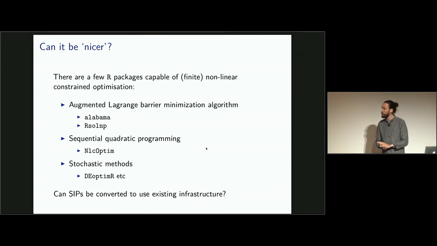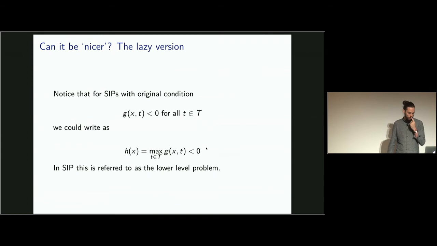So can it be nicer? There are a few packages in R that do quite sophisticated optimization. So there's alabama, Rsolnp, there's nloptr, and then there's stochastic methods. And some of the time, semi-infinite programs can actually be converted to use those solvers natively in R. So the lazy version of solving semi-infinite programs in R is to convert the semi-infinite constraint into what's called the lower level problem. So if I maximize my g(x, t) with respect to t within my set that I'm worried about this constraint being satisfied for, if my maximum is less than zero, then all the other points in that set will also be less than zero. So by going from an infinite domain to a single maximum point, I can make sure that I'm within my constrained set, and I can start writing these in the solvers that are available in R.